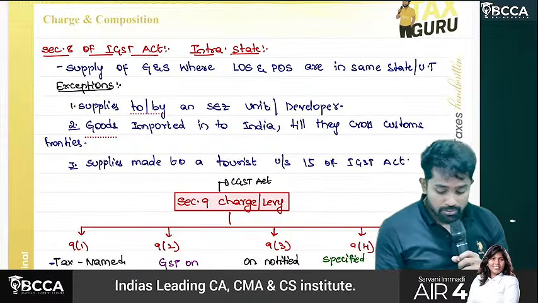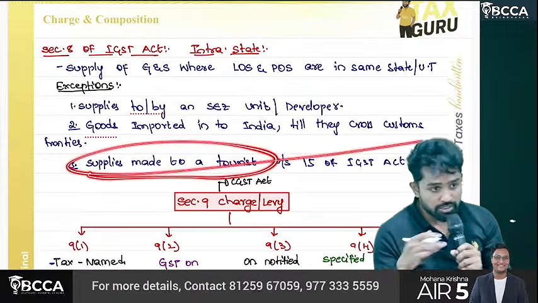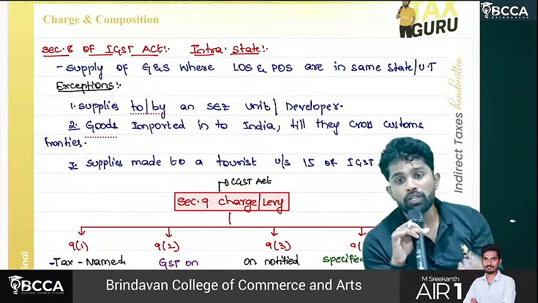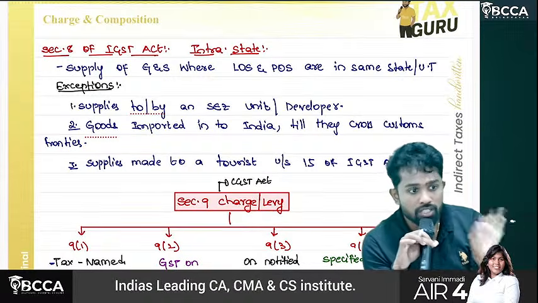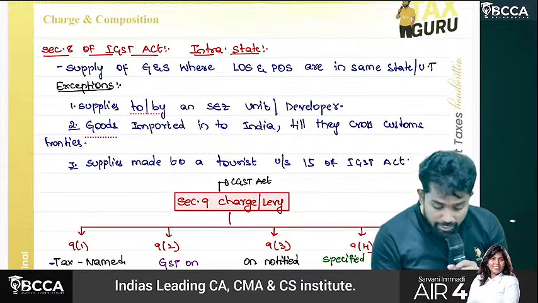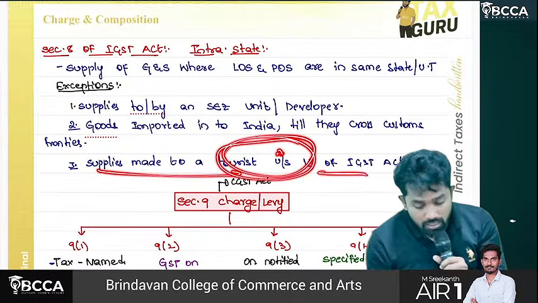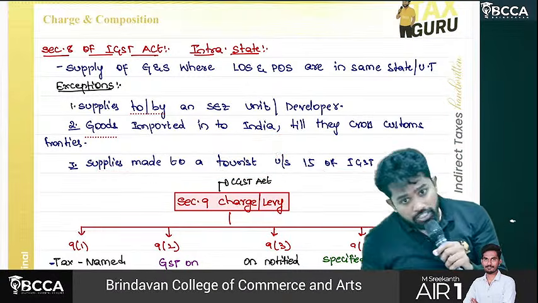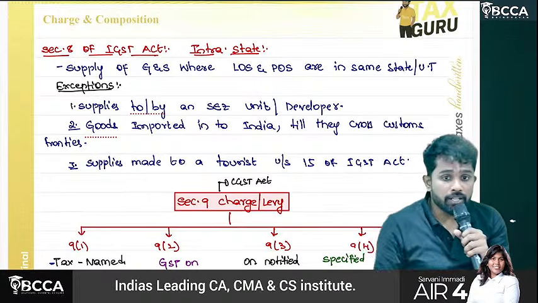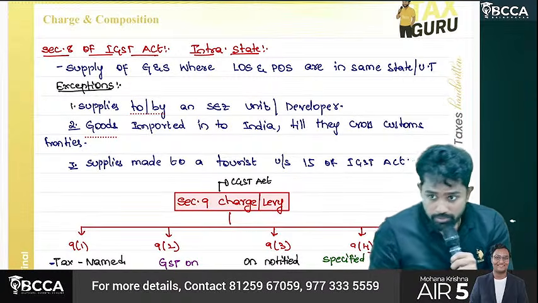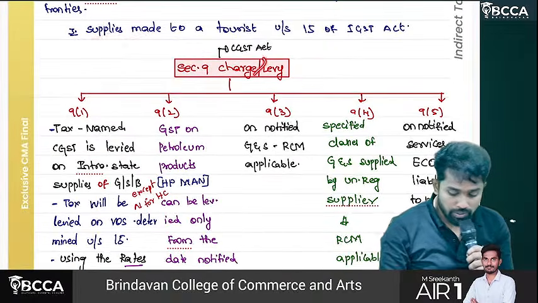Okay? And even if supplies are made to a tourist, let's say a tourist came to Hyderabad. In Hyderabad airport he purchased a few goods or a few chocolates, something of the kind, and he made purchases which are covered under section 15 of the IGST Act. Even though he is in Hyderabad and the shop is also in Hyderabad, still it has to be counted as what? Interstate only. Okay, then we are moving on to section 9.